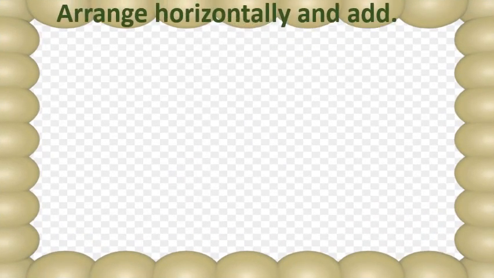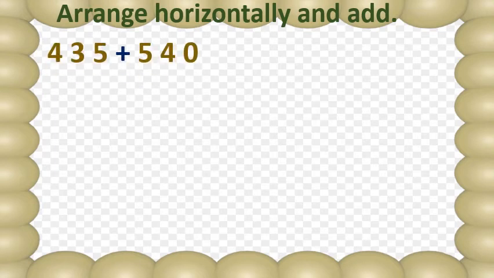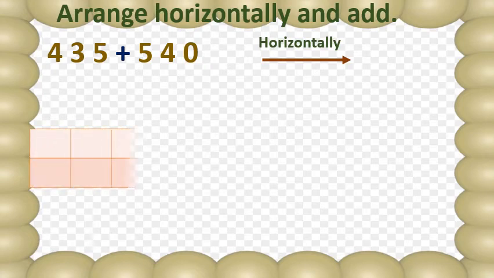Now arrange horizontally and add. We know that vertical arrangement means in standing position. Correct? Now here we will see what is the meaning of horizontally. Horizontal arrangement means sleeping position. See this. Okay? Now we will solve this sum by arranging them in horizontal position.